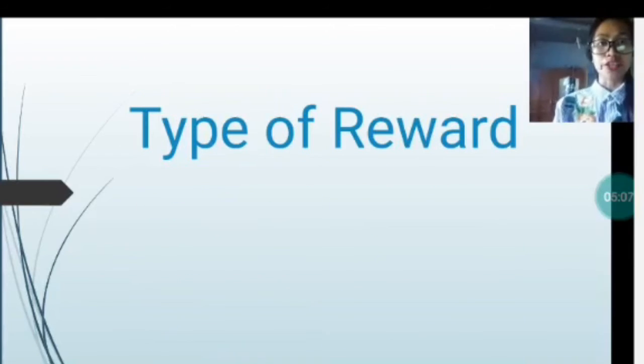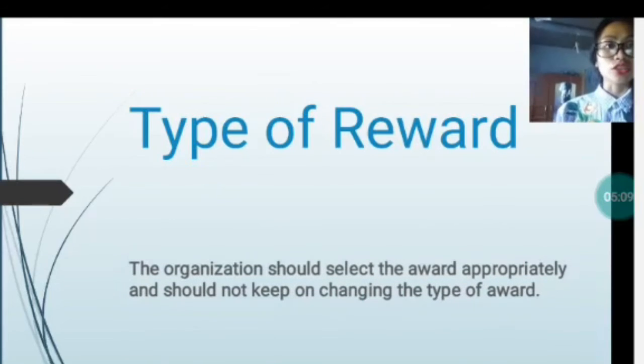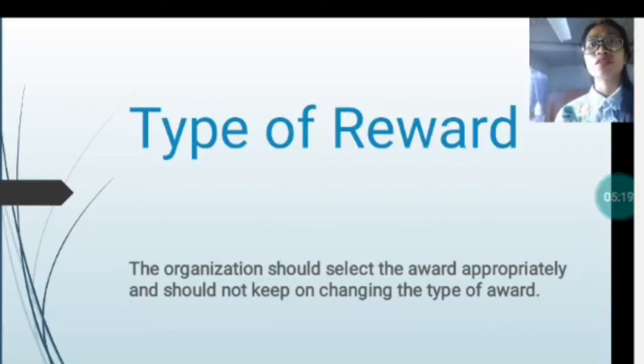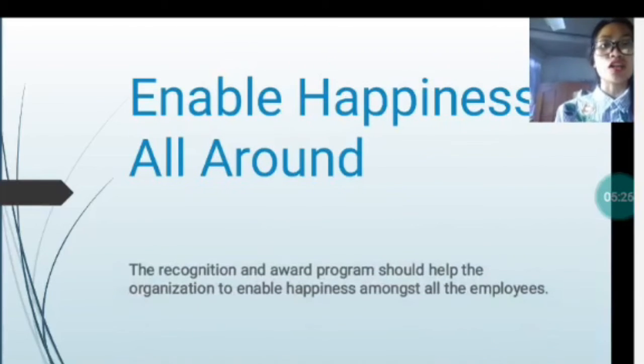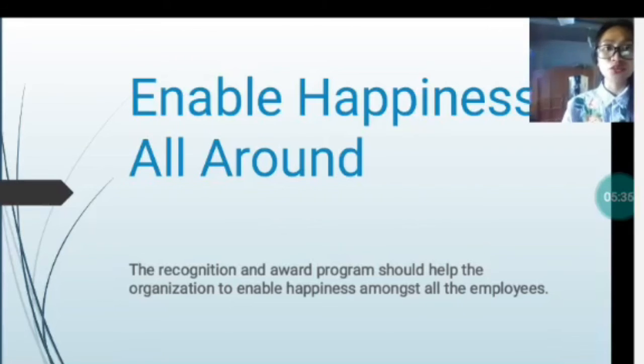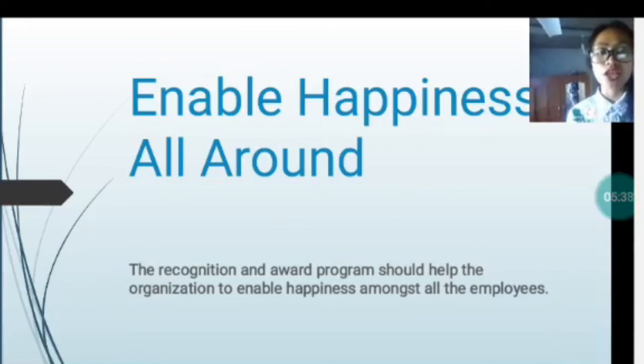Next is the type of award. The organization should select the award appropriately and should not keep on changing the type of award. It could be appreciation in annual meetings, certificates, mementos, and cash awards. And the last one is enable happiness all around. The recognition and award program should help the organization to enable happiness amongst all the employees. It should not lead to bitterness amongst employees and should not demotivate them.